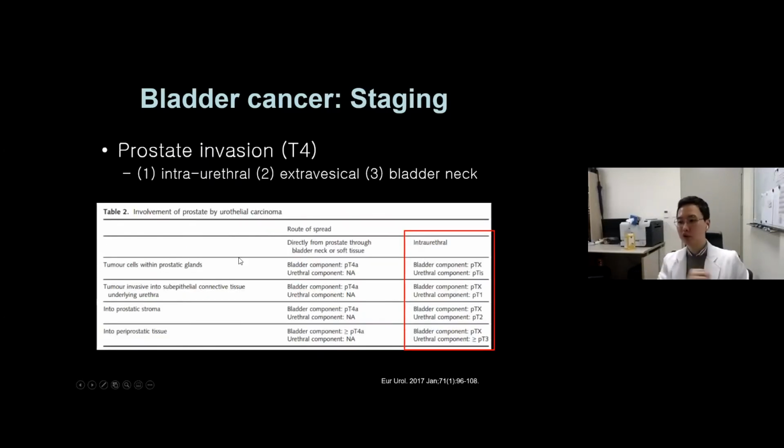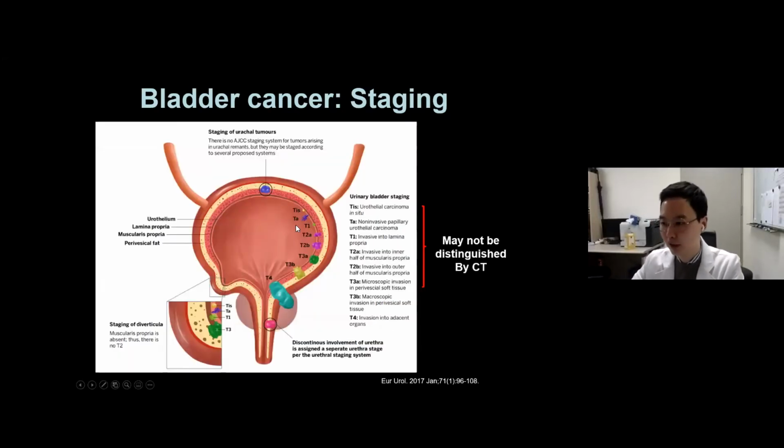One interesting point you might keep in mind is prostate invasion. There are three ways of prostate invasion: through the intraurethral pathway, by extravesical extension, or through the bladder neck. In this image, the tumor penetrates by the extravesical pathway and directly invades the prostate. So this can be indicated as T4.